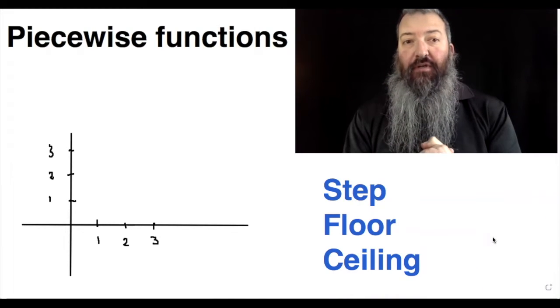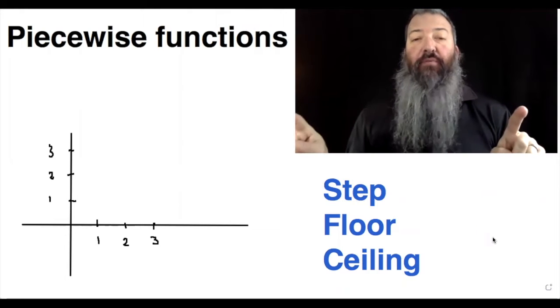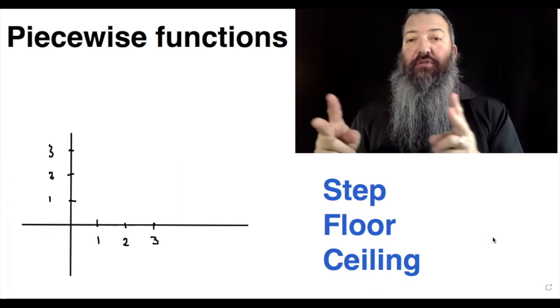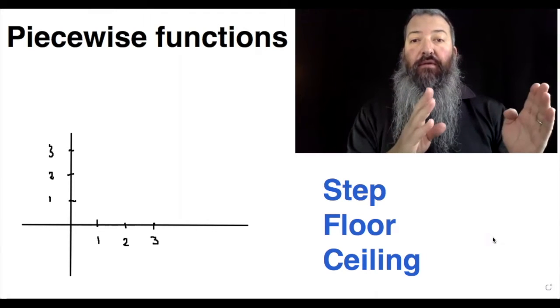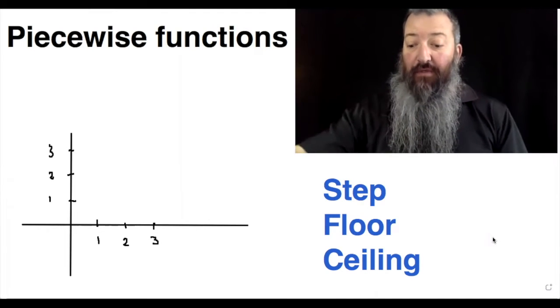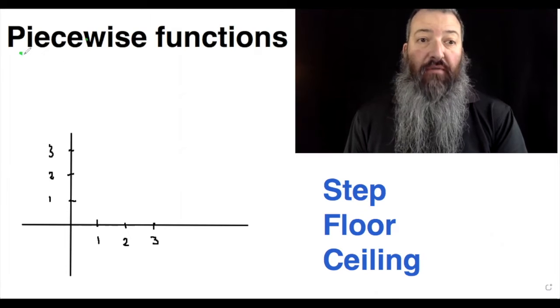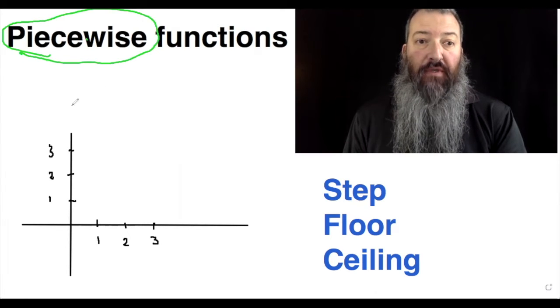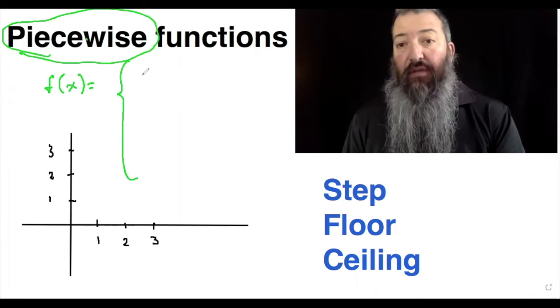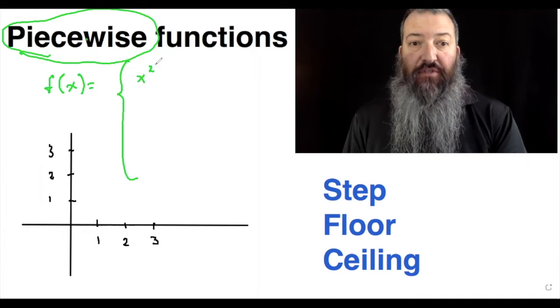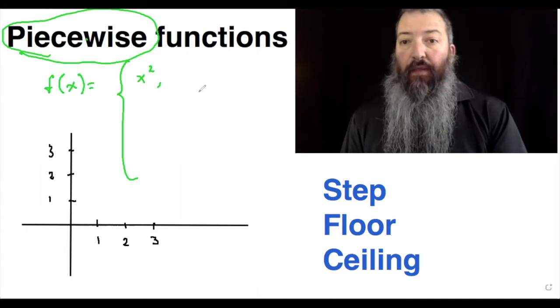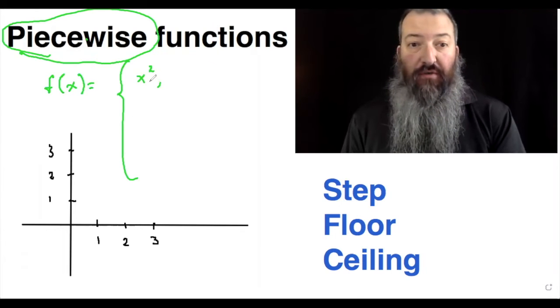Piecewise functions are functions where the domain is broken up into intervals and the value of the function is defined differently on each interval. So a general piecewise function looks like this. You usually see the brackets, and then you have the values or the definition of the function defined for each interval. So it'll look like this.